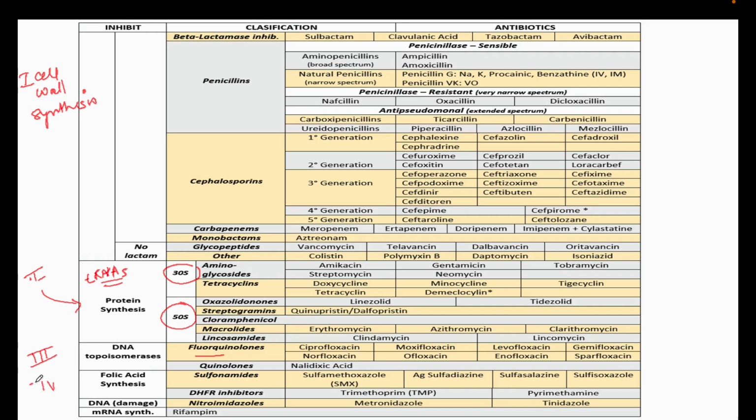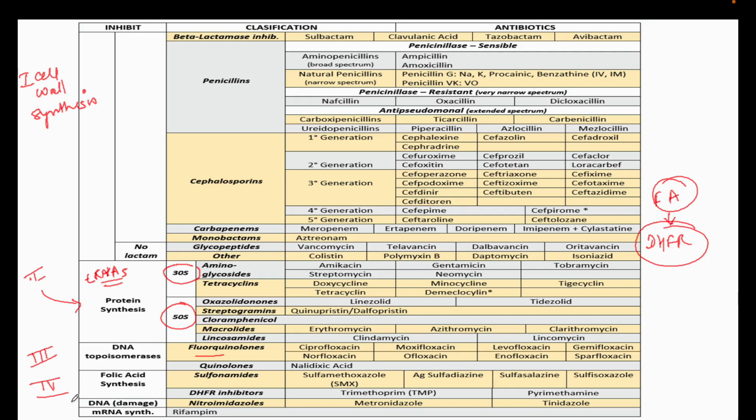Then, very important, we have folic acid synthesis. Folic acid synthesis is mainly found in the bacterial pathway, and we have the enzyme dihydrofolate reductase, DHFR. Mainly the sulfonamides and DHFR inhibitors target these enzymes, which are found in the synthesis of folic acid.